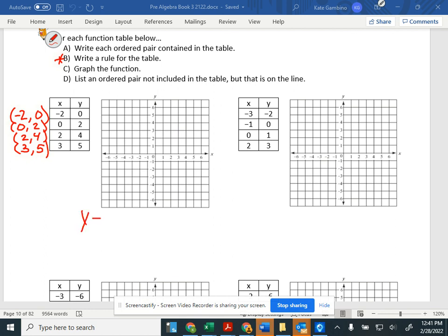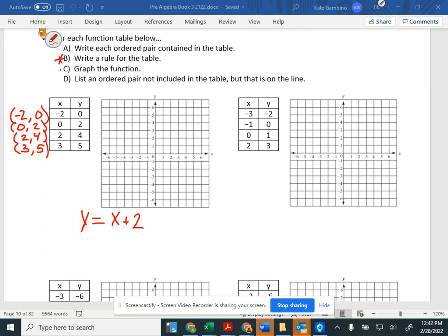Y equals what? To get to my y, what am I doing to my x? Paul? Every x, I'm adding 2 to it. So -2 goes to 0, 0 goes to 2, 2 goes to 4, 3 goes to 5. So I have my x plus 2. That's going to be my rule. What do I do to the x to get to the y?